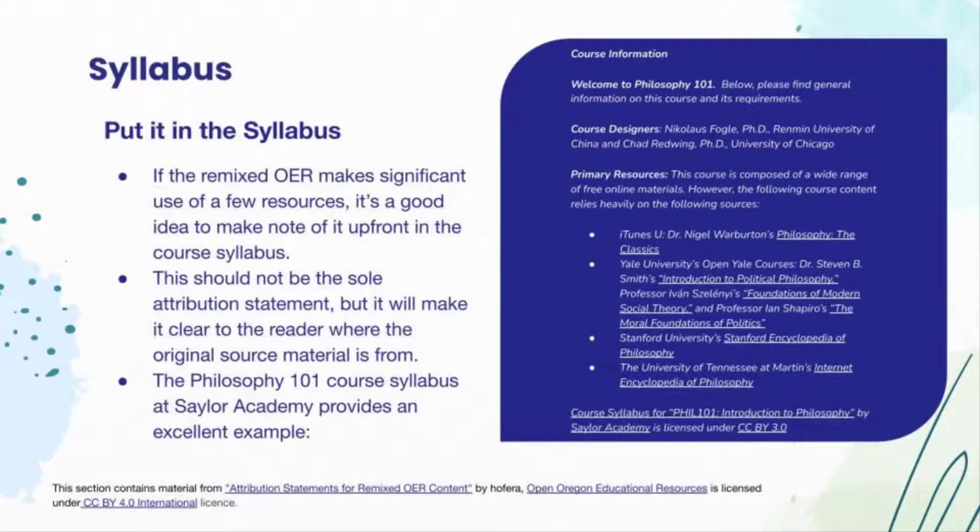The second option is to add it to the syllabus in an academic context. If the remixed OER makes significant use of a few resources, it's a good idea to make note of it upfront in the course syllabus. This should not be the sole attribution statement, but it will make it clear to the reader where the original source material is from. The Philosophy 101 course syllabus at Saylor Academy provides an excellent example.